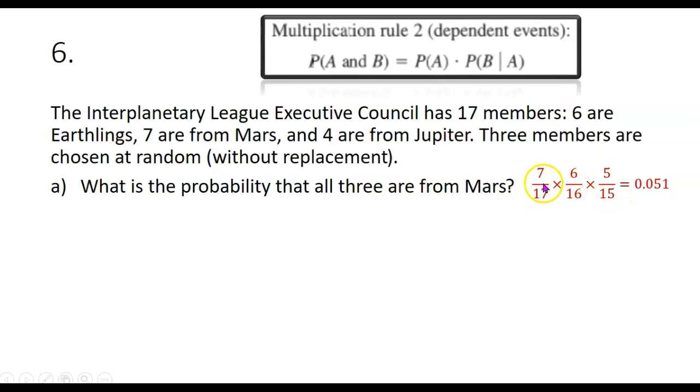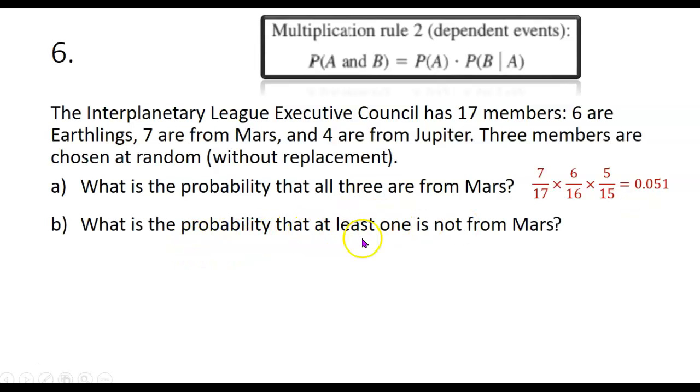Then we still have to multiply those 3 fractions together. So 7/17 times 6/16 times 5/15 equals 0.051. Don't forget to multiply these. Your final answer is what you get when you multiply those individual probabilities.